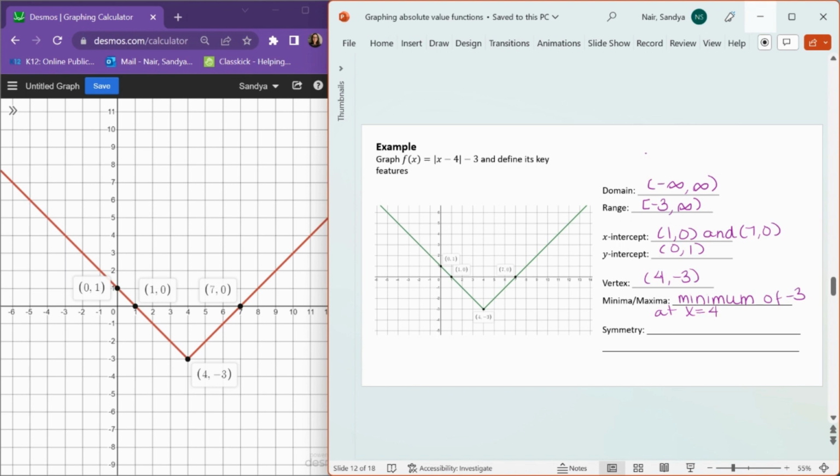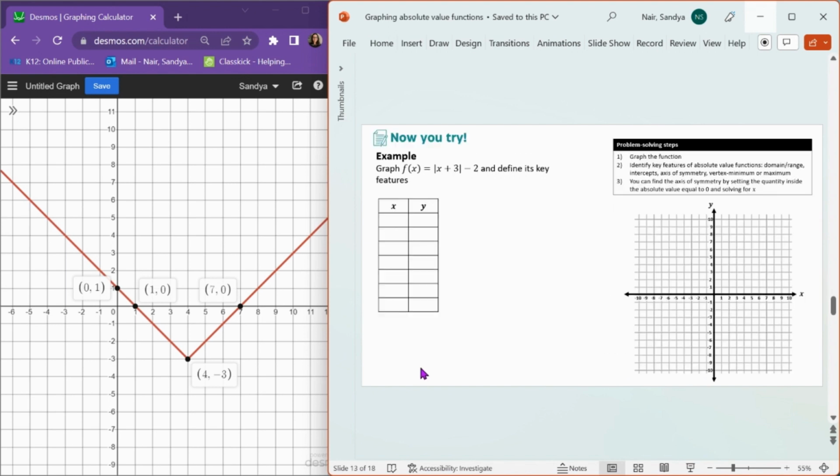Okay, and so with symmetry, we know that our absolute value functions have reflectional symmetry. So it has reflectional symmetry with respect to the line x equals 4, right? Because we just look at the x coordinate of our vertex to figure out where it has reflectional symmetry. All right. So now you can go ahead and pause the video and try doing this example on your own.